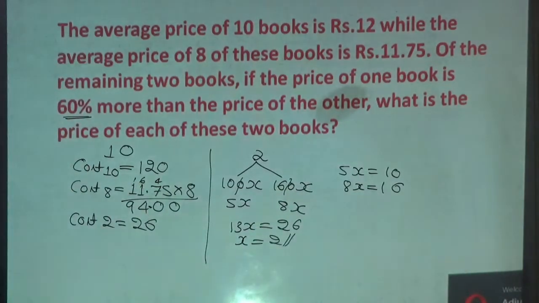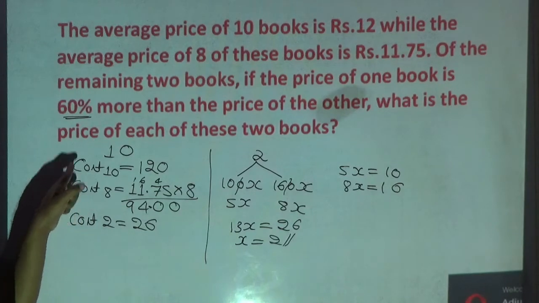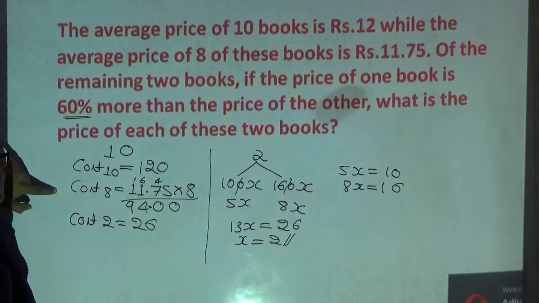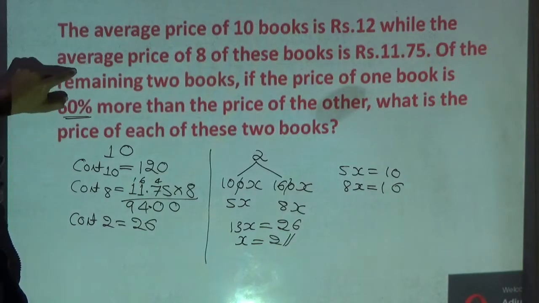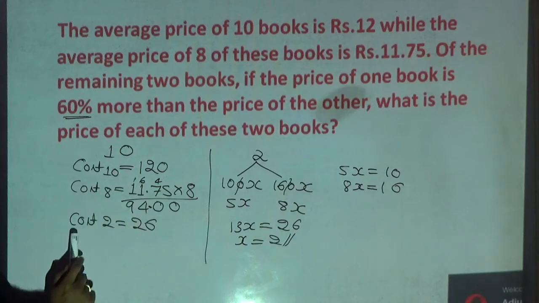See how I got it very quickly? Please observe here. The cost of 10 books I want to find out. The cost of 10 books is nothing but average into 10. 12 into 10 is 120. The cost of 8 books I need to find out. The average of 8 books is 11.75 into 8, that is 94 rupees. Then this minus this will give me the cost of 2 books, that is nothing but 26.